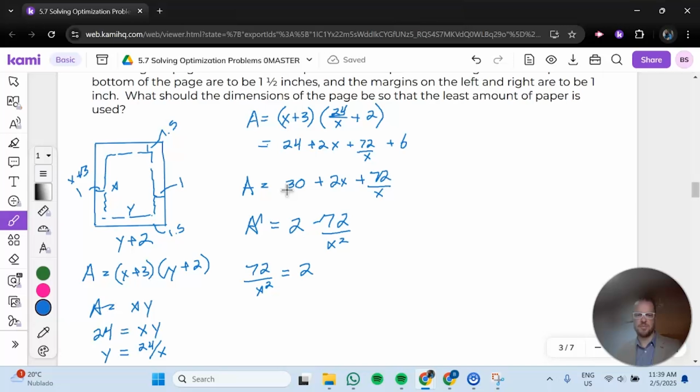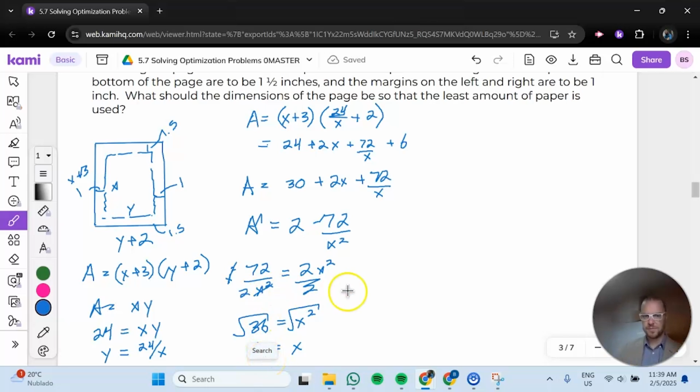Then, of course, I'm going to multiply both sides by x squared so that I can move it off of the bottom. I can't solve it if it's on the bottom. And then I'm going to divide both sides by 2. So I get that 36 is equal to x squared, square root that. Now, we already learned last time that I can't have the negative value. That doesn't make sense. So x is not going to be plus or minus 6. It's just going to be plus 6.